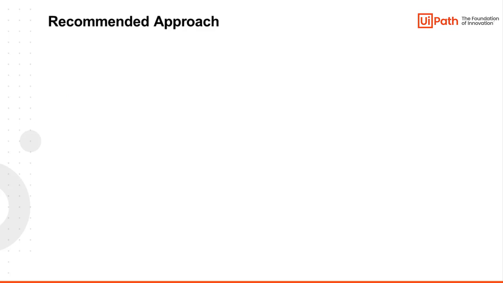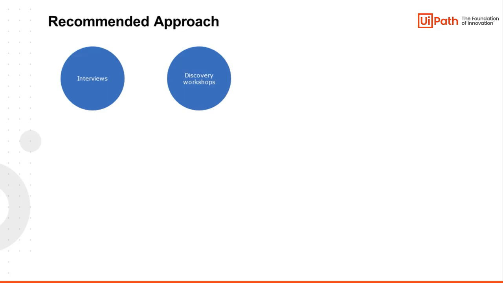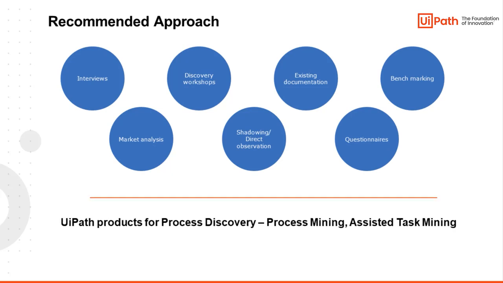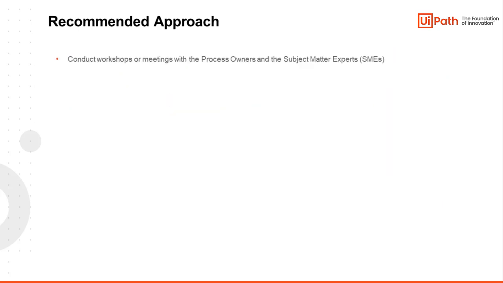There are numerous techniques available for gaining holistic insights into the process, like individual or focus group interviews, discovery workshops, analysis of existing documentation, benchmarking and market analysis, recorded shadowing or direct work observation, surveys, or questionnaires. When it comes to UiPath, we have a variety of products which aid in process discovery, like process mining and assisted task mining. However, to learn more about business processes, business analysts who are new to automation domain typically rely on conducting workshops or meetings with the process owners and the subject matter experts. This allows the business analyst to get a high-level description of the process.